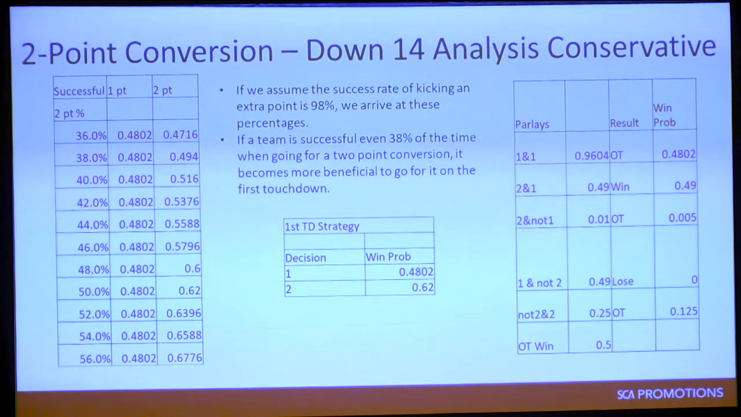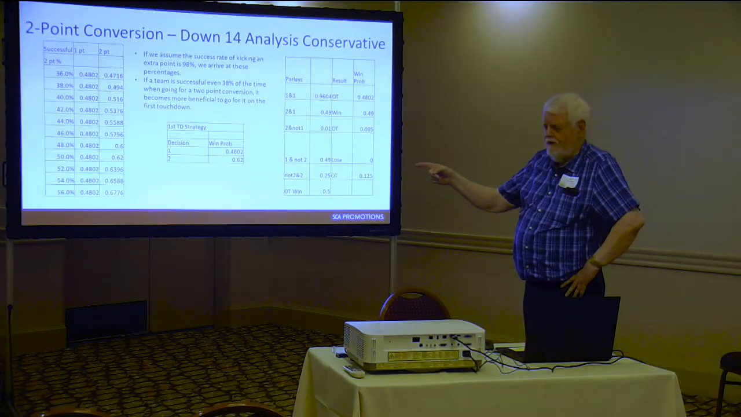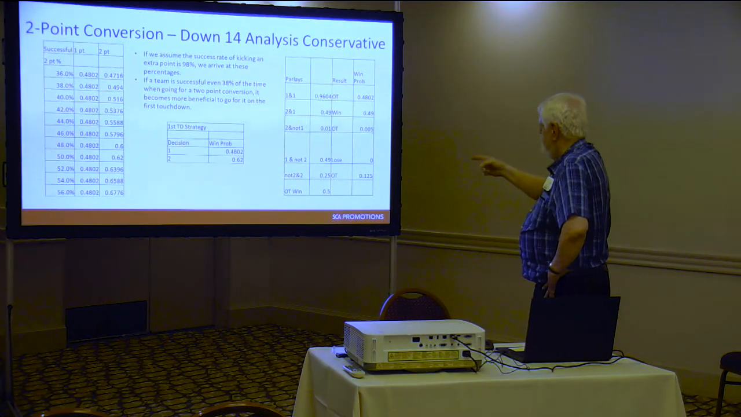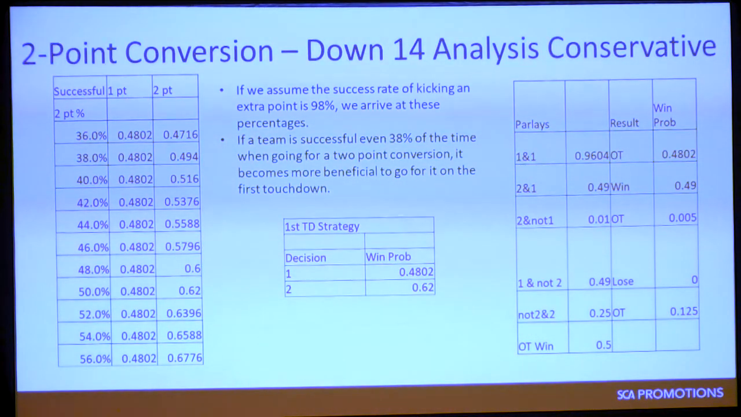So if you try a two-point conversion and you make it, and you're 98% to hit the one-point conversion, you at that point win the game by attempting the two. Every time you hit the two-point conversion on the first attempt and the 1 point on the second. So with the combination of hitting the two and then the one, you're going to win about 49% of the time.